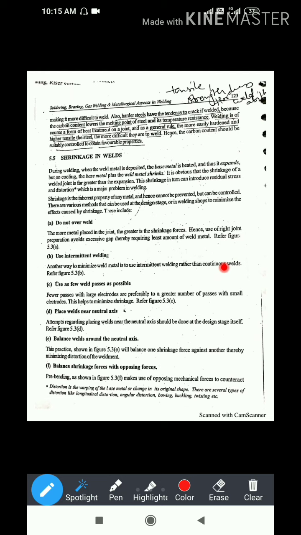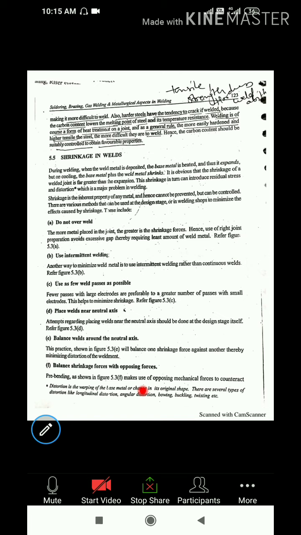Now you can see the shrinkage in welding and how to avoid it. Do not over weld. Use intermediate welding. Use as few weld passes as possible. Place the weld near the neutral axis. Balance the weld around the neutral axis. Balance the shrinkage force with an opposite force.